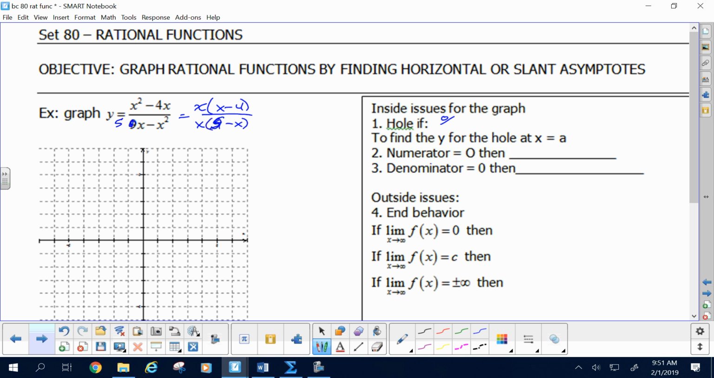Now, there's a hole if 0 over 0. Okay, 0 over 0 indicates there's a hole in the graph. It doesn't exist necessarily. It just means I don't quite know what's there. Graphically, there will be a hole then at x equals 0. But the question is, what's the y of the hole? I know I can't put a point there. It'll be a hole. But how do I find where the hole is in y?